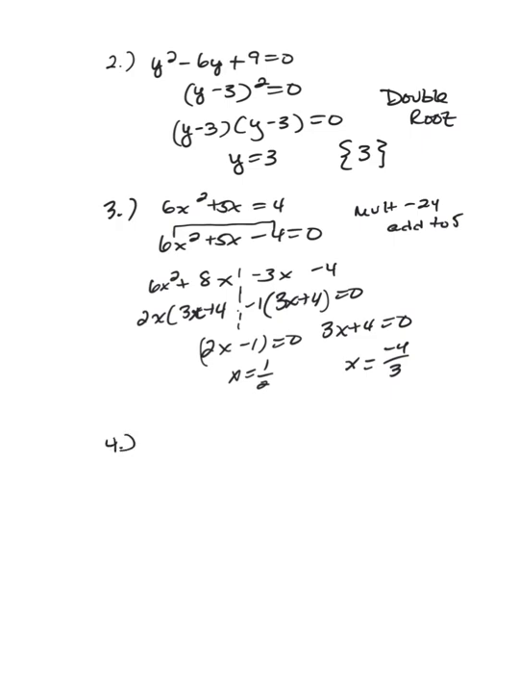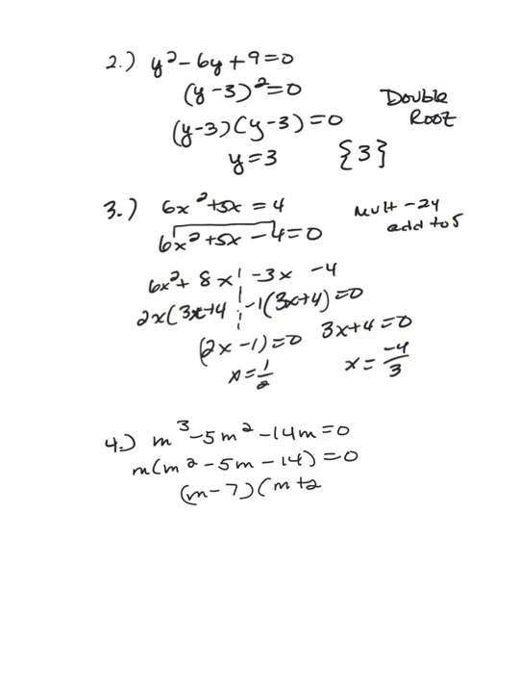So let's say you have m cubed minus 5m squared minus 14m. So you'd have to take out your GCF first, right? So then you'd have m squared minus 5m minus 14. Factor that. M minus 7, m plus 2. Don't forget your m. So now for the zero product property, you have 3 answers. 0, 7, negative 2. That would be your solution set. Okay?